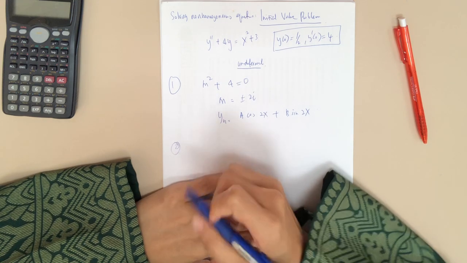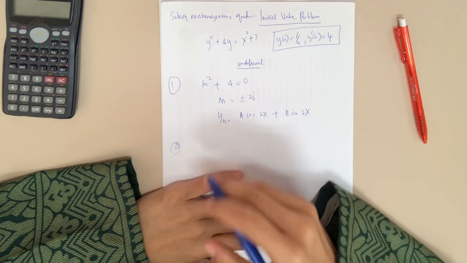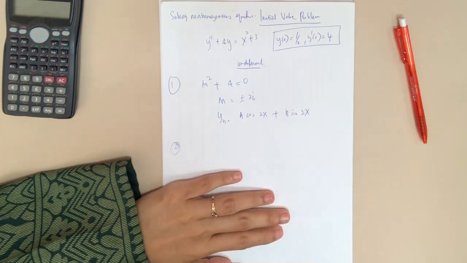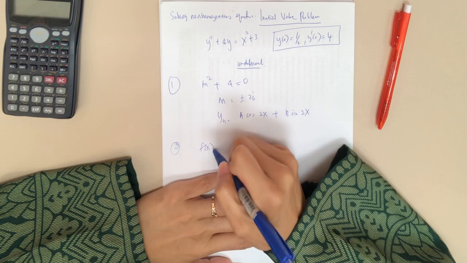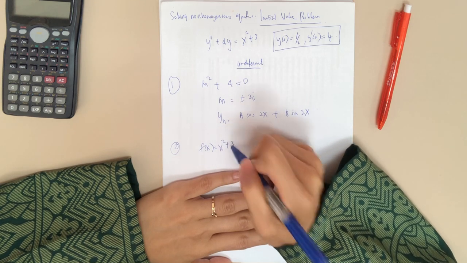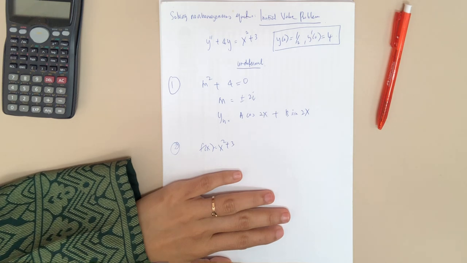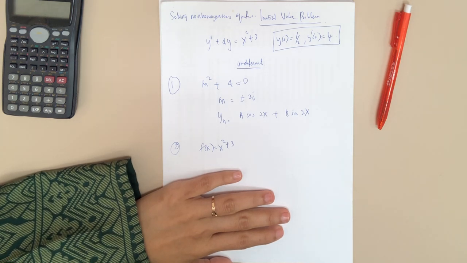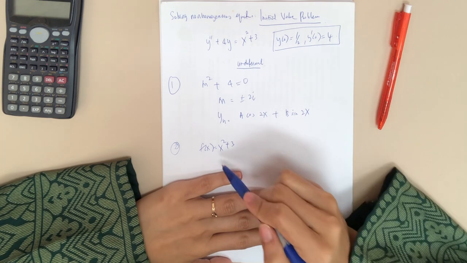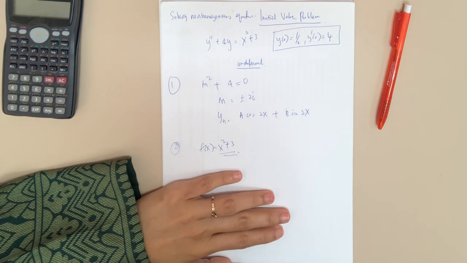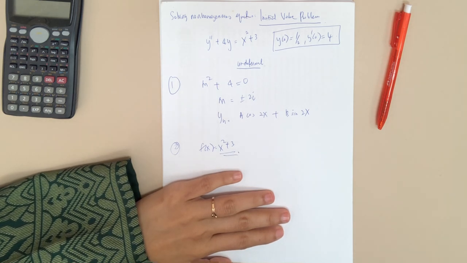Step number 2 is to choose the suitable yp, so you need to check your table. What is your f(x)? Your f(x) here is x squared plus 3, which is a polynomial. So by referring back to your table, you just focus on row number 1 and row number 2. The rest you can ignore because this is a polynomial. For row number 1, it says m1 not equal to 0 and m2 not equal to 0.